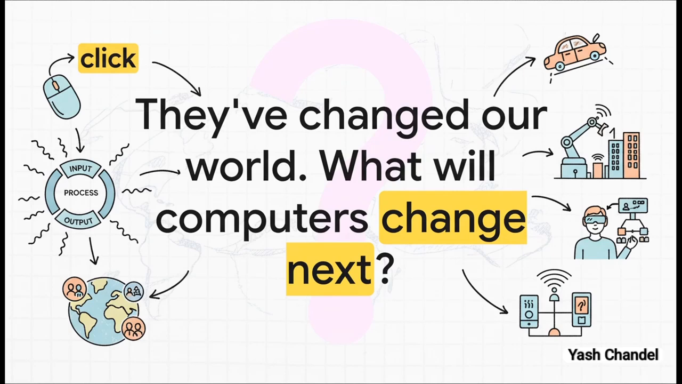So there you have it. From a single click of a mouse all the way to a global, interconnected society. It all comes back to that one simple idea: input, process, output. It's a concept that has totally remade our world in just a handful of decades, which leaves us with one really big question, right? What's it going to change next?